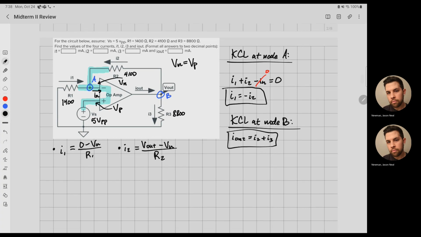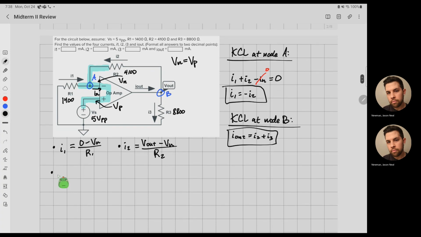And then finally, we want to find I3, which is right here. I3 is right here. We have a V out going across this resistor, and this is 0 volts because it's attached to ground. So you don't have to do any subtraction. You can just say V out over R3. And now we have a relationship between Ohm's law and these currents and these KCL equations.